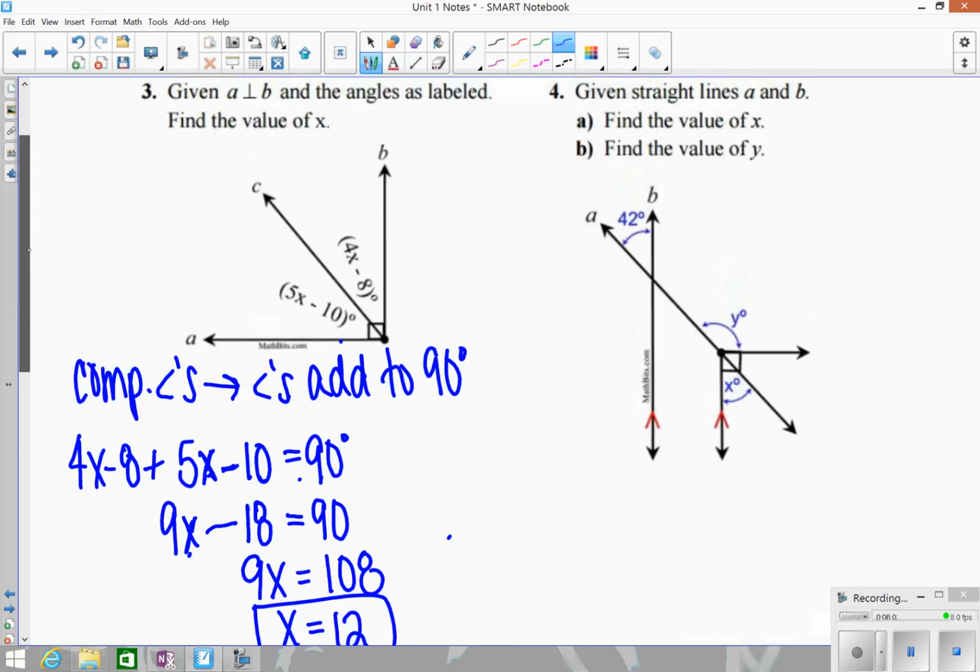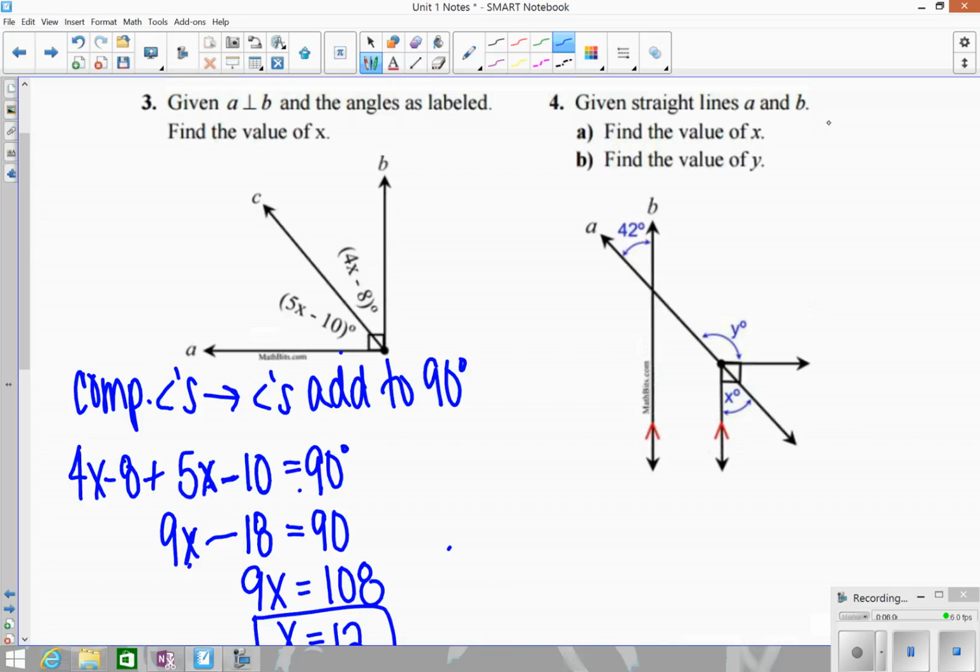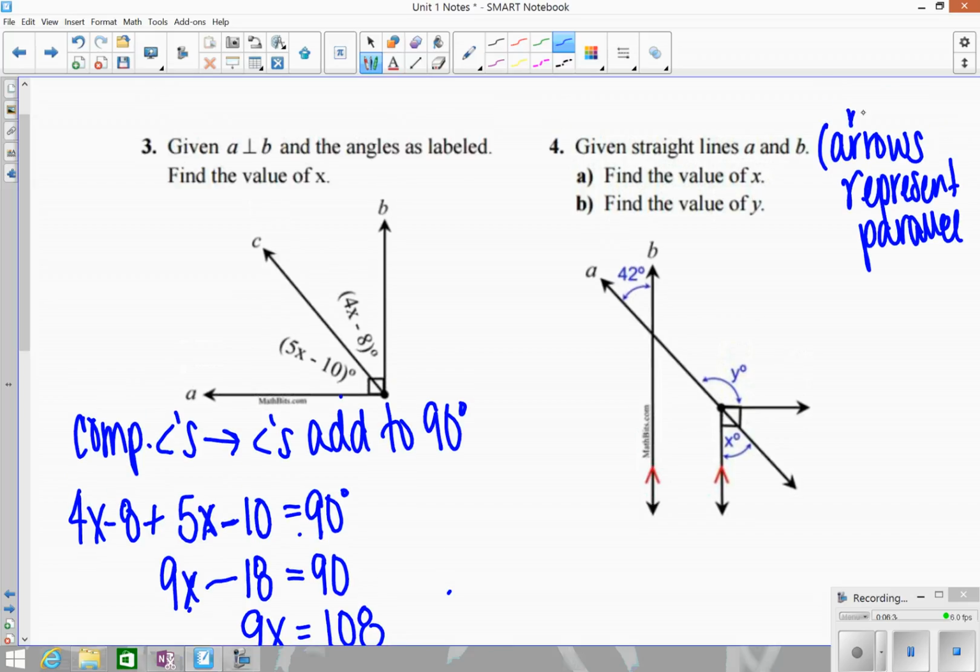If we look at the next example here, it says we're given straight lines A and B, and notice these little arrows here. That means that those lines are parallel. So I'm going to say these two lines, not A and B. A and B are just two lines that are intersecting. The arrows represent parallel, so I'm just going to mark that here.